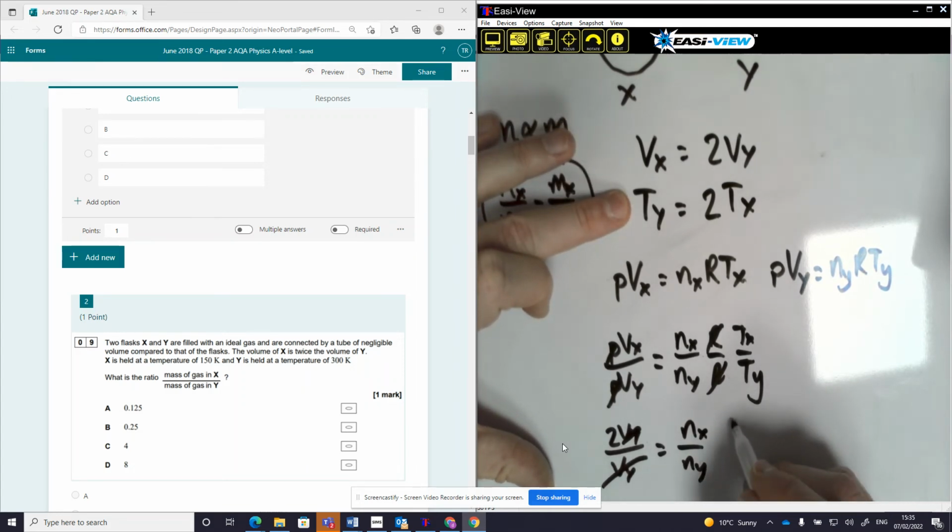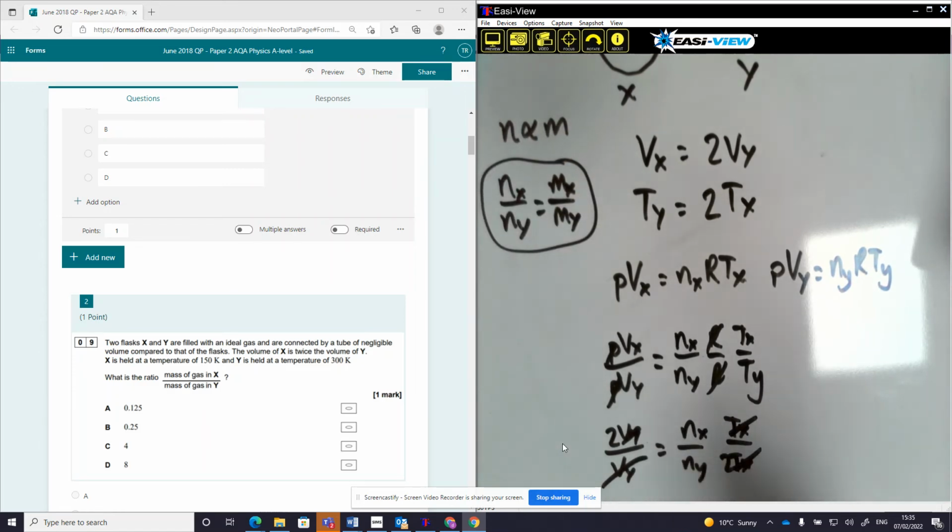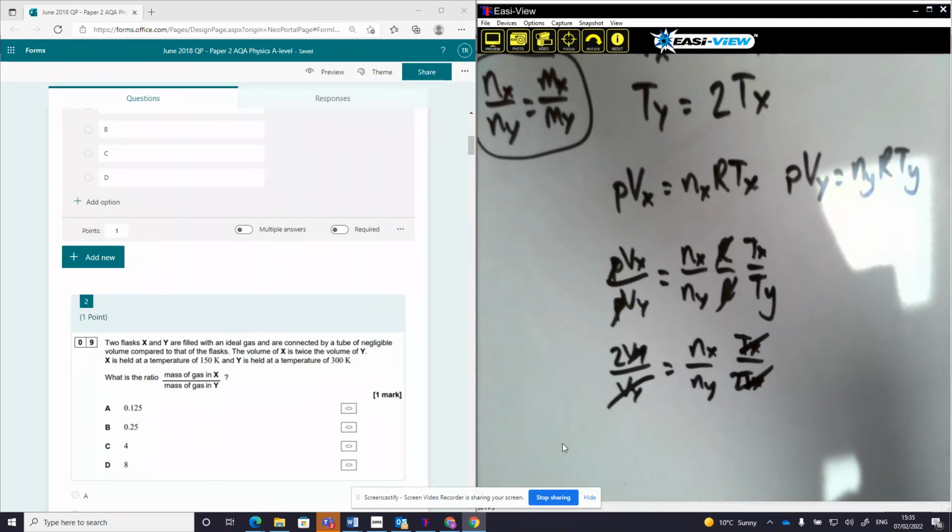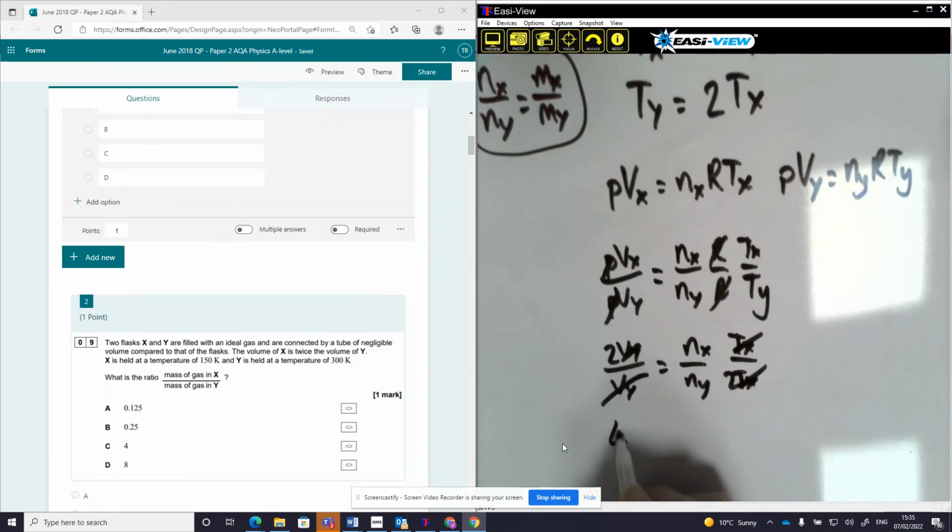Ty equals 2Tx, so I've got Tx over 2Tx, so they cancel. So then I multiply this 2 across, and I get that 4 equals Nx over Ny.